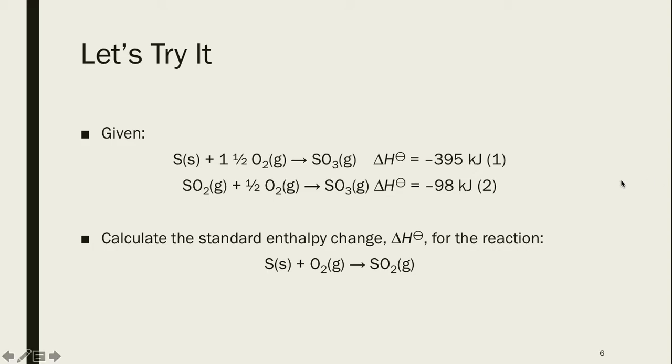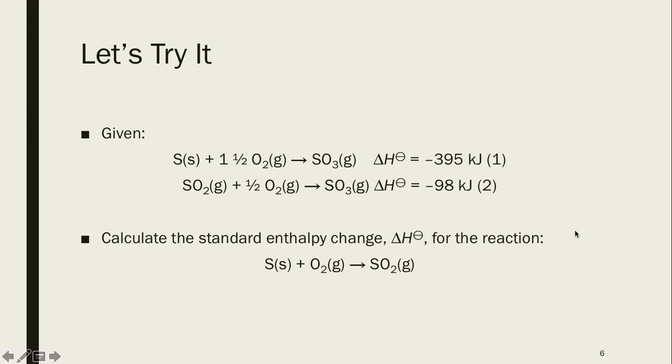So we have two reactions, 1 and 2, and we're trying to get to this third one. Consider this as our final answer we want to get. What we need to do is take these two equations and these two enthalpies, and manipulate them so that the reactants and products are equal to what we have here. By manipulating them, we will get some reactants and some products to cancel out, leaving us with our final answer.